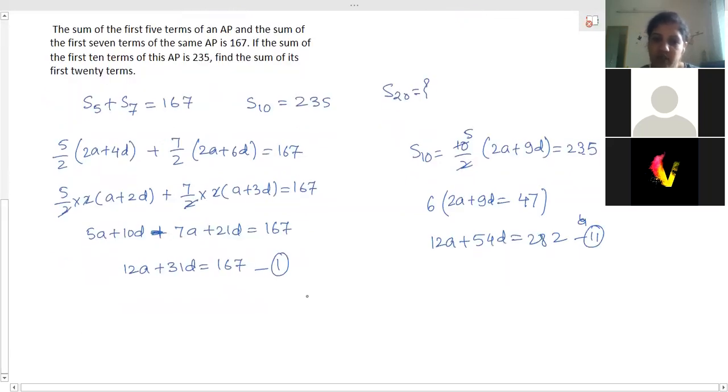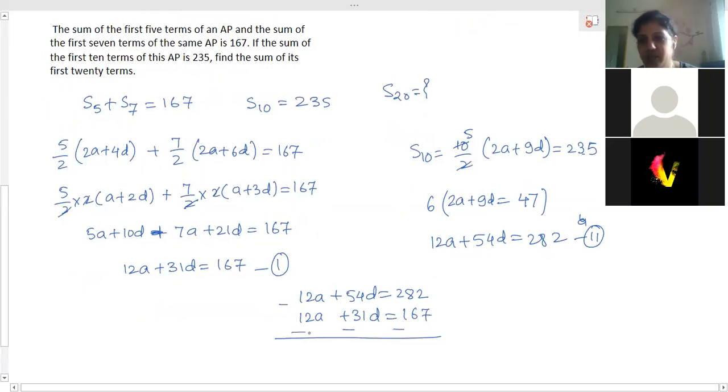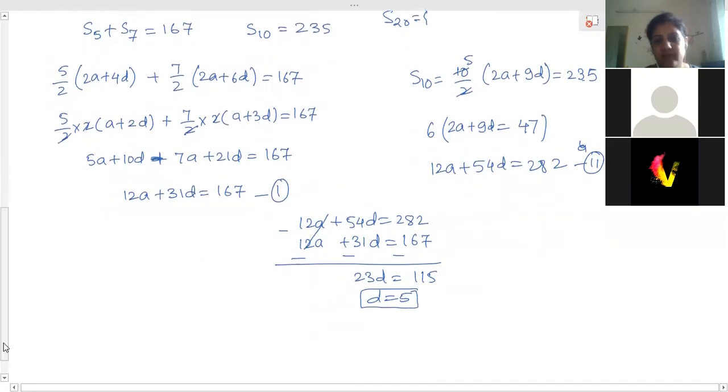Now subtract both the equations. 12a plus 54d is equal to 282. 12a plus 31d is equal to 167. Minus, minus, minus. This is called the elimination method, what I need to explain to you today. This gets cancelled. This is 23d is equal to 115. So d is equal to 5. The value of d is 5.